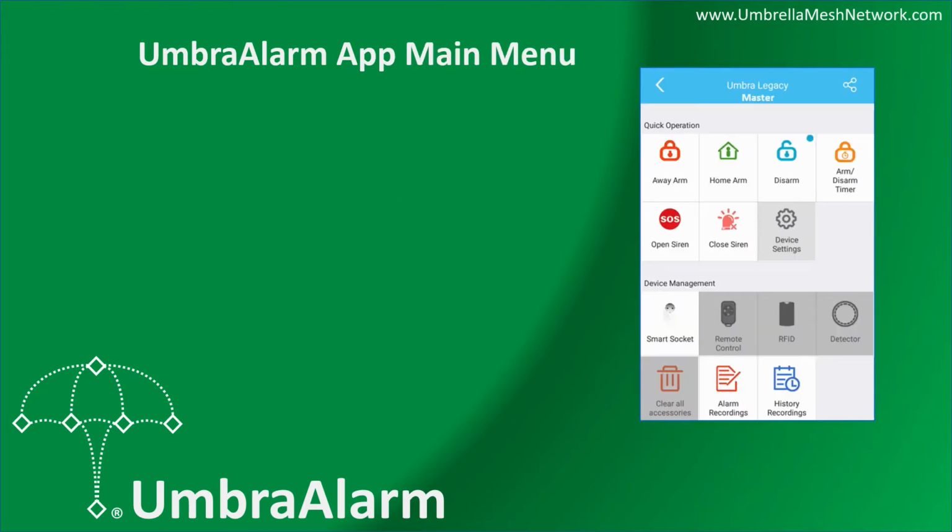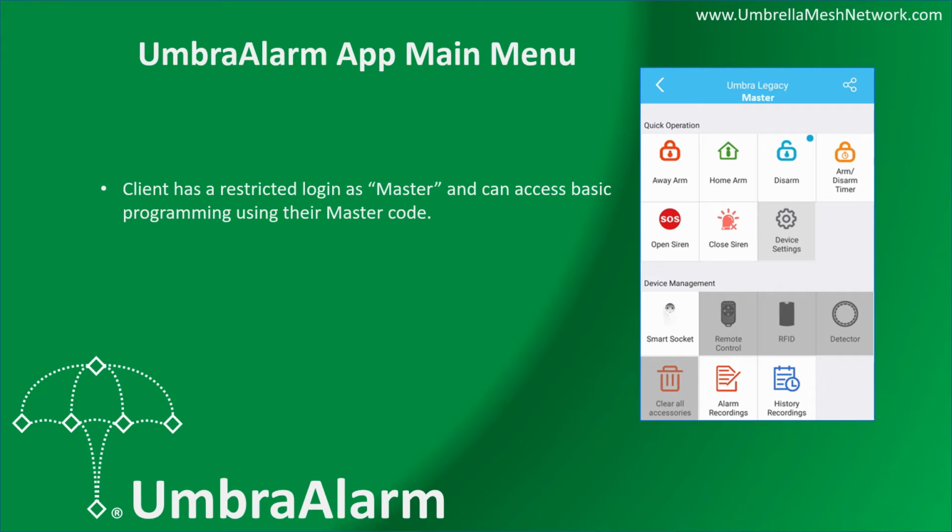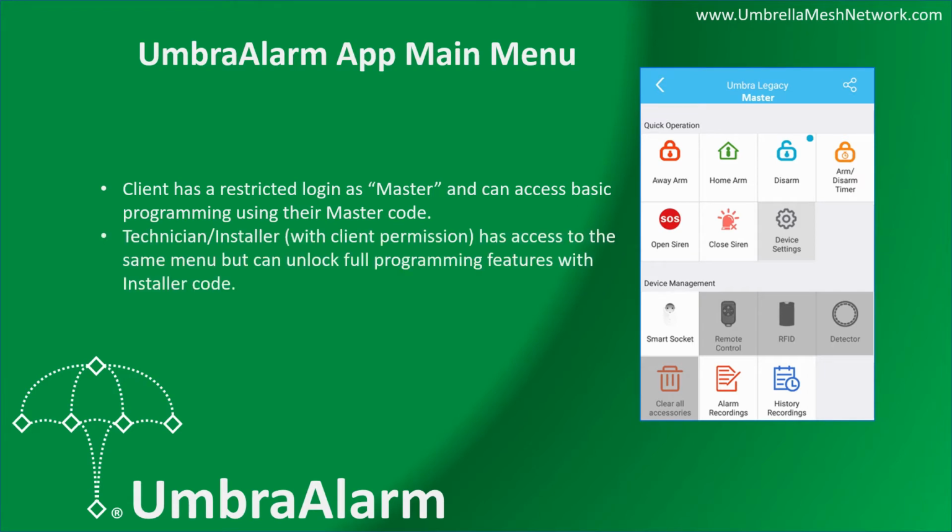UmbraAlarm app main menu. The client has a restricted login as master and can access basic programming using their master code. The technician or installer with client permission has access to the same menu but can unlock full programming features with an installer code. The grayed out areas are the areas that require a code to proceed.